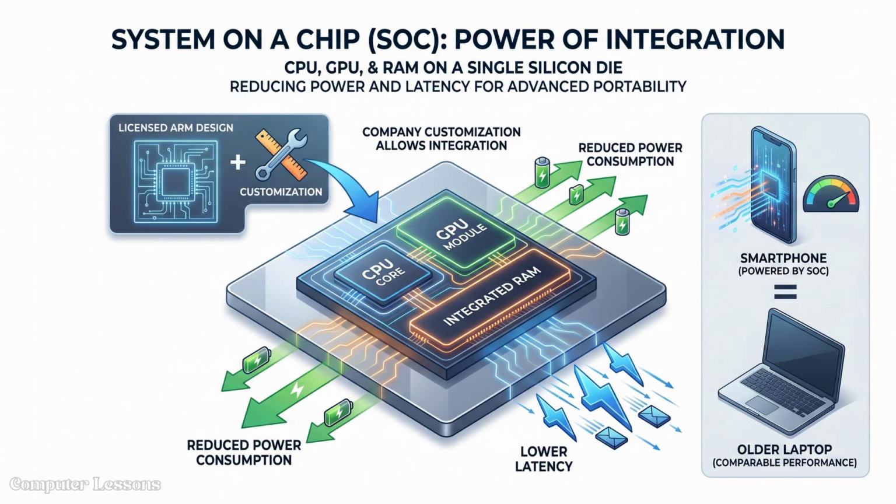This licensing model allowed for the rise of the system on a chip, or SoC. Because companies could customize the ARM design, they started integrating the CPU, GPU, and RAM onto a single piece of silicon. This integration further reduced power consumption and latency, making modern smartphones as powerful as many older laptops.